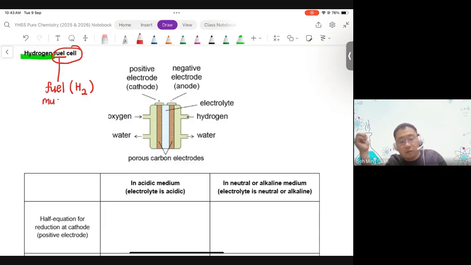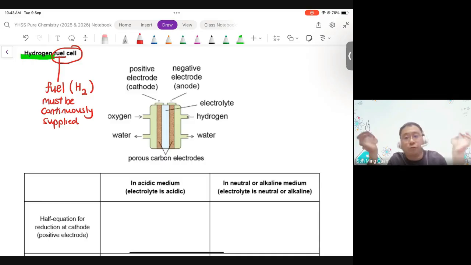The fuel must be continuously supplied. Now that makes sense. It's like your car, right? After a few hundred kilometers of traveling, you need to supply petrol again. You need to refill the tank with petrol. Same here. For this fuel cell, for this electric cell to work, the hydrogen fuel must be continuously replenished. You must pump in hydrogen, or else it's not going to work.